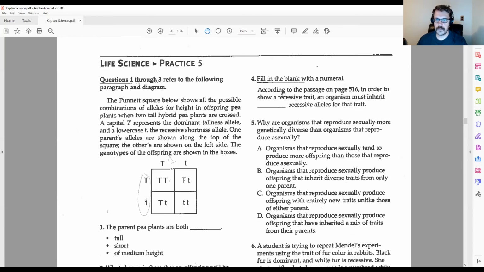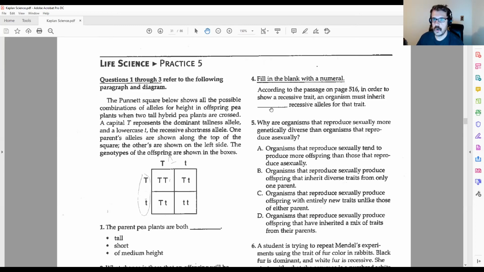Okay. Number 4, fill in the blank with a numeral. According to the passage on page 516, in order to show a recessive trait, an organism must inherit blank recessive alleles for that trait.